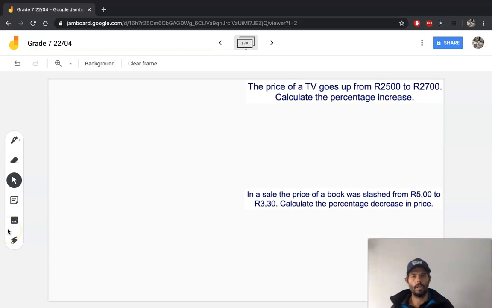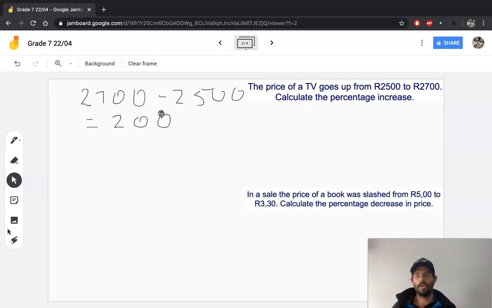Let's have a look at how you guys did. So remember, the very first thing that we needed to do was calculate the increase. So the increase is going to be 2,700 take away 2,500. That's going to give me an answer of 200 Rand. Okay, so the TV has gone up 200 Rand, and we said that it was going to be 200 Rand over the original amount, which is 2,500. And now I need to work out what percentage is 200 out of 2,500.